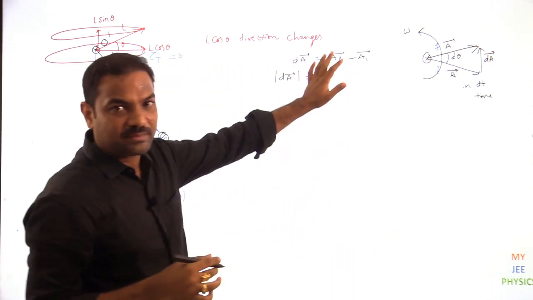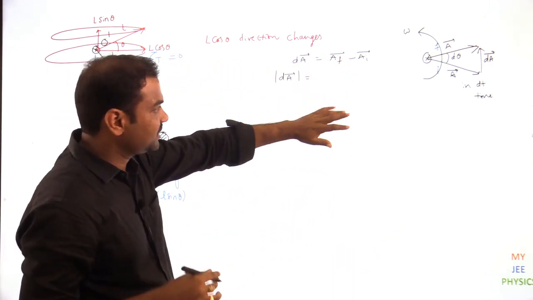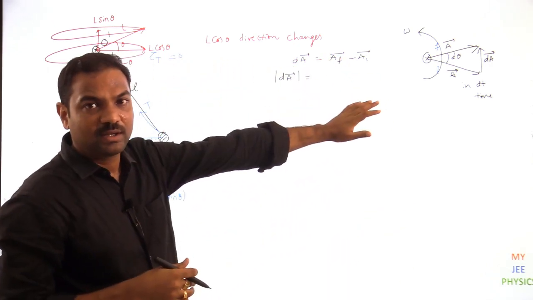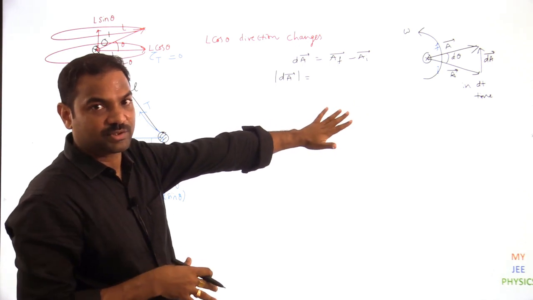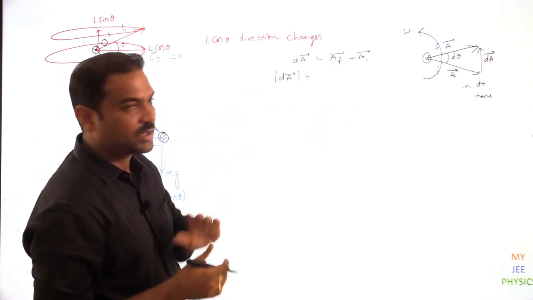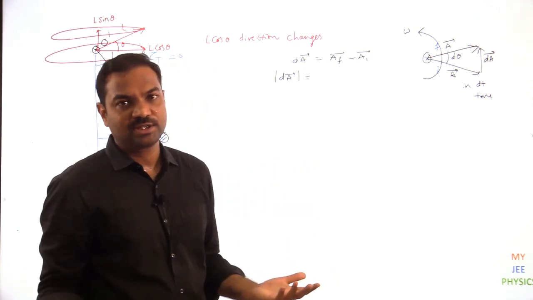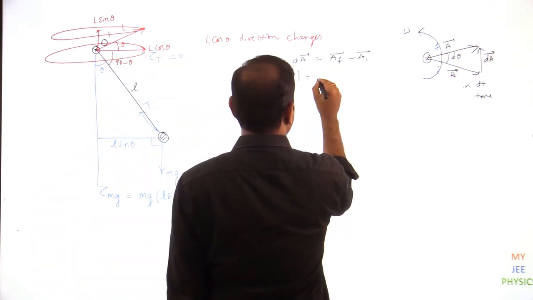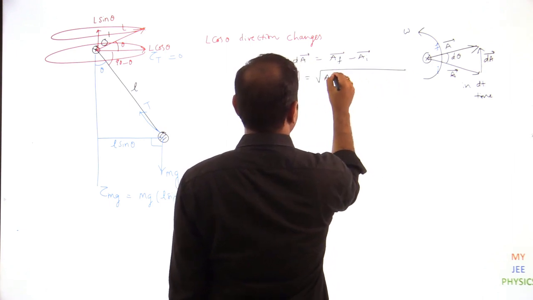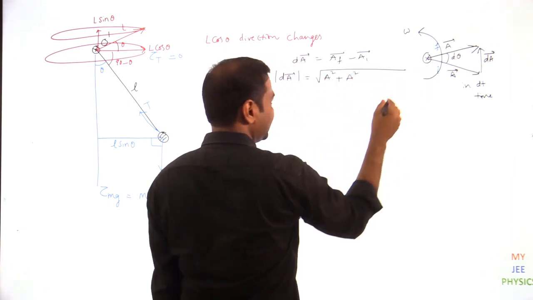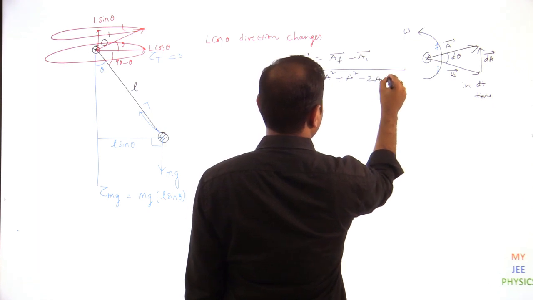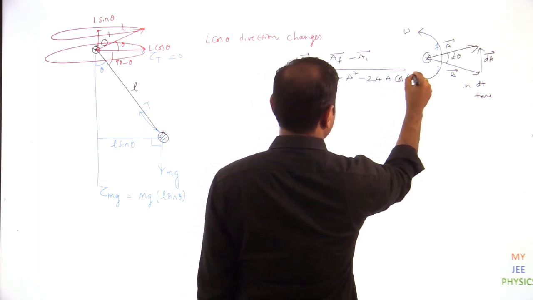This is also maybe some new thing for you. Please concentrate on this. I am finding the change in vector. What is the magnitude? So the magnitude of dA bar I am going to find out. One vector is revolving, one vector is rotating. I am finding the change in vector. So dA bar I can write down as root of a square, a square, because both have the same magnitude, the same vector, minus 2a into a cos d theta.